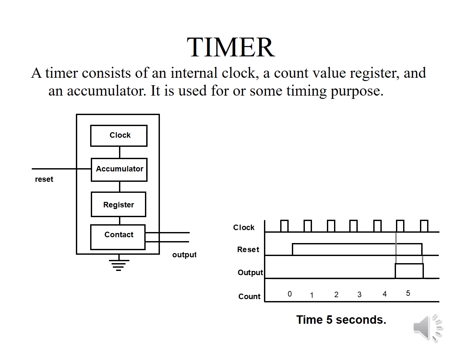Timer. A timer consists of an internal clock, a count value register and an accumulator. It is used for timing purposes. Here you can see the block diagram of a timer. You have a clock, accumulator, register and a contact. So either you can reset it or you can get an output with respect to the count value.